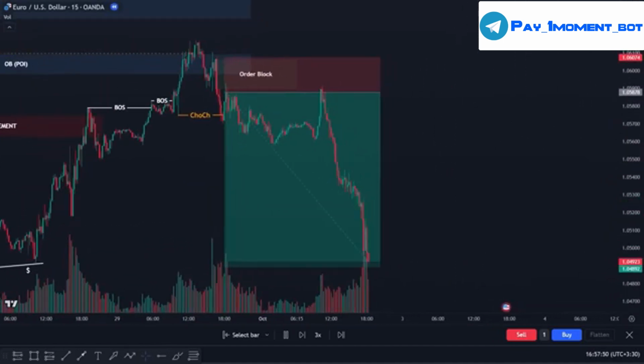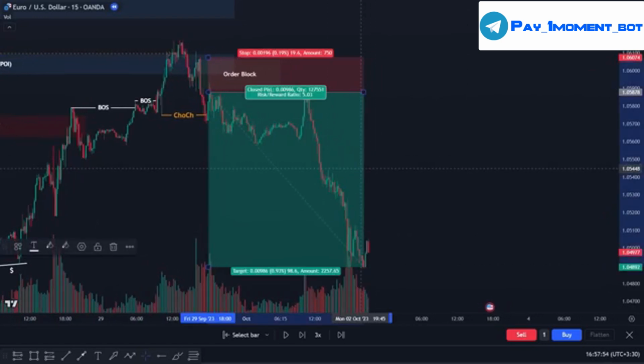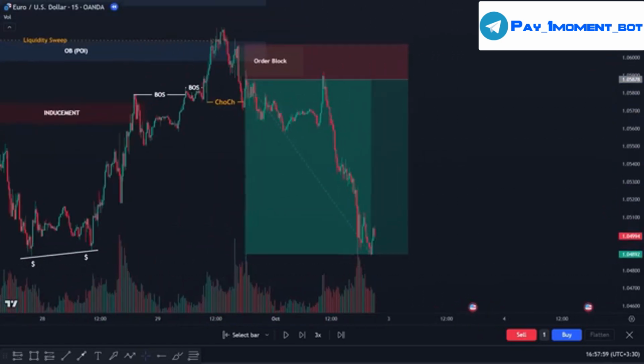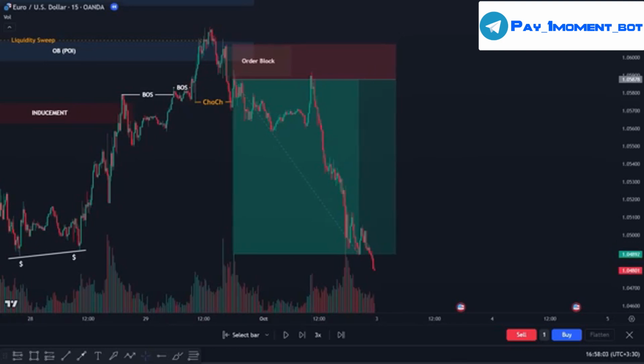As you can see, price after activating our sell limit order immediately reversed its direction and pushed lower and lower and finally hit the take profit. Now let's see another trading example.